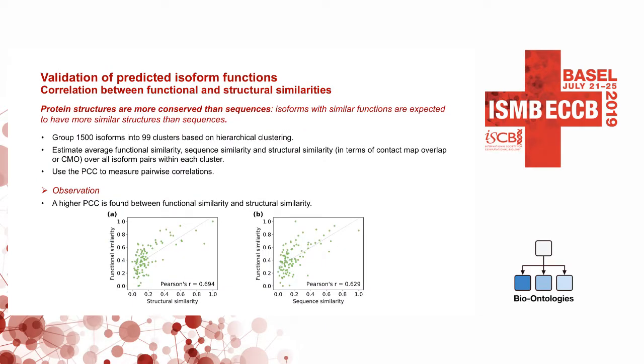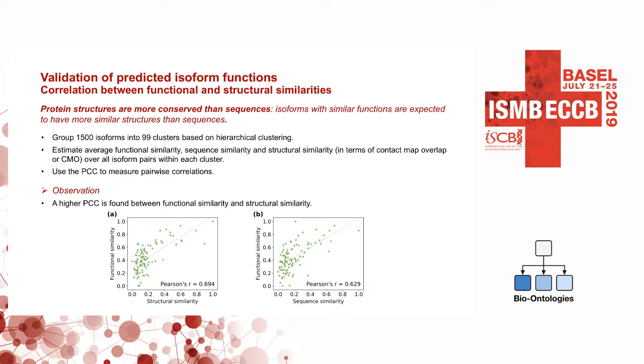In addition, some study has shown that protein structures are more conserved than sequences, which may imply that isoforms with similar functions could have more similar structures than sequences. To test this, we collected contact maps to represent isoform structures and did the same experiment as above to measure the correlation between functional similarity and the structural similarity, as well as the correlation between functional similarity and sequence similarity.